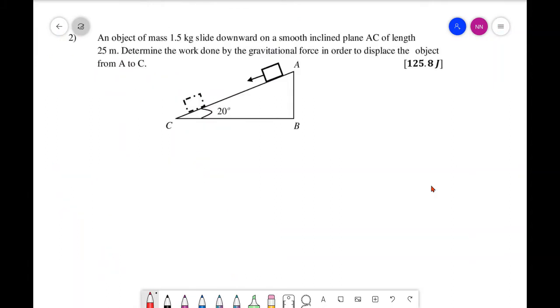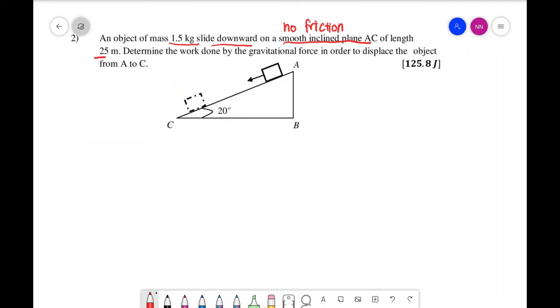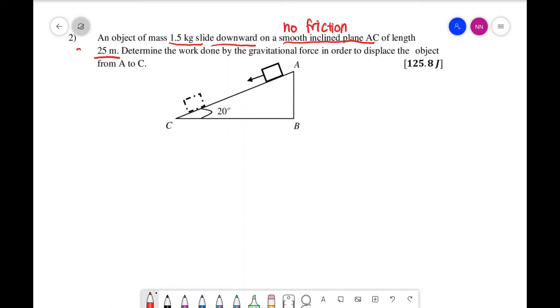Number 2. An object of mass 1.5 kg slides downward on a smooth inclined plane A to C. That means there is no friction. Smooth plane means no friction, of length 25 meter. So this is the displacement, 25 meter. Determine the work done by the gravitational force in order to displace the object from A to C.